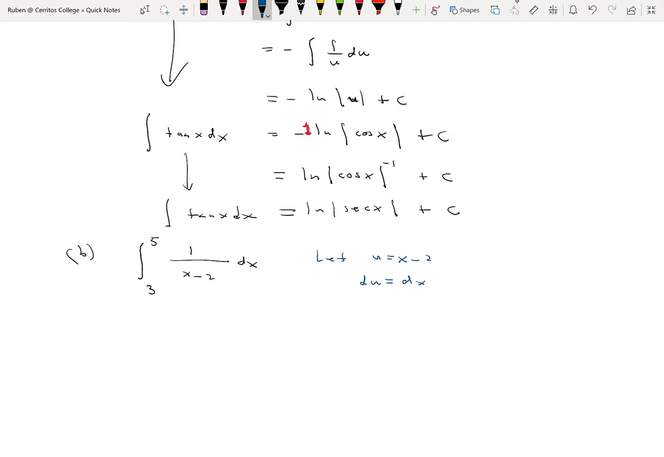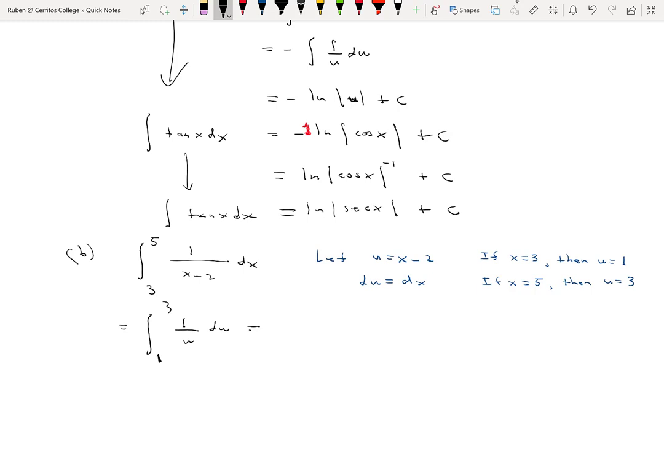So if x equals the lower limit, 3, then u equals x minus 2, 3 minus 2 is 1. The upper limit, if x equals 5, then u equals 5 minus 2, which is 3. So let's make the substitution into the integral. This becomes 1 over x minus 2 is u, dx is du. The limits of integration transform from 3 to 5 into 1 to 3, and we're essentially home free here.